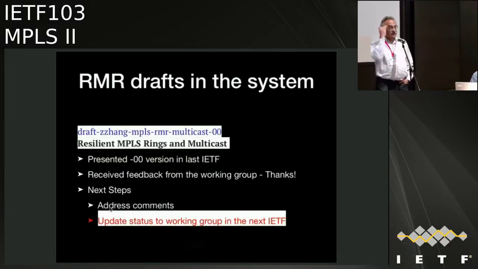Then there are the RMR drafts that are individual documents. There's Jeffrey's draft on how multicast should work in general. A 00 version was presented at the last IETF. There was some feedback that still has to be incorporated, so it will be in the next version, at which point the authors will request that it becomes a working group document. So right now it's individual, and that stays in MPLS.